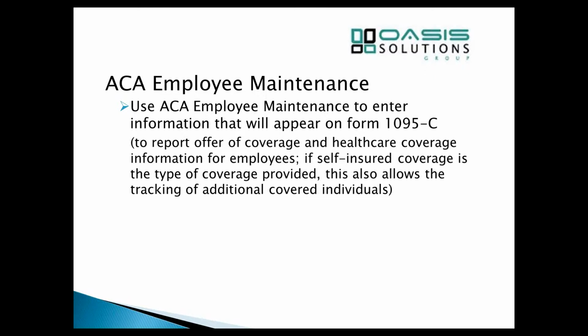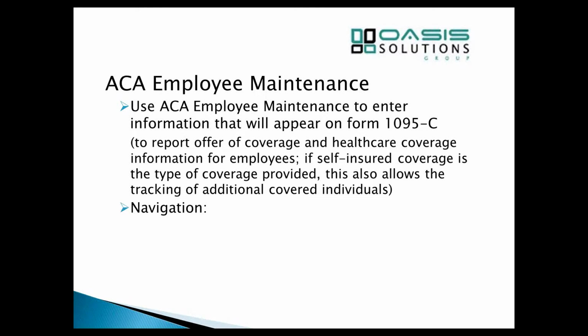So if you've determined that you are an ALE, an Applicable Large Employer, and need to file the 1095 and the 1094 forms, you would need to input your information on your employees via the ACA Employee Maintenance Screens. The information here is used to report your offer of coverage and the health care coverage information for your employees. If you provide self-insured coverage, there is also a way to track the additional covered individuals on your plan.